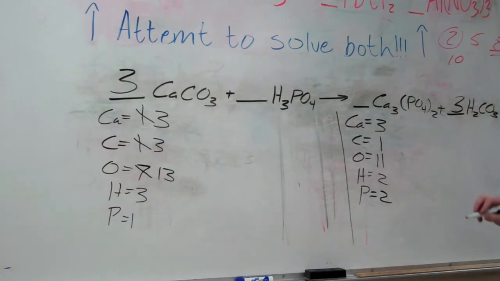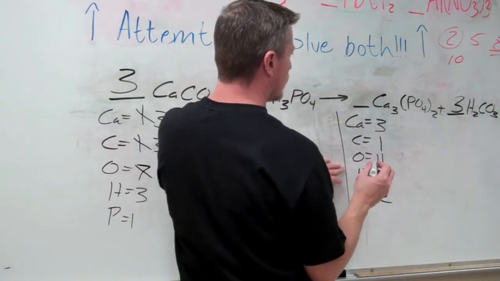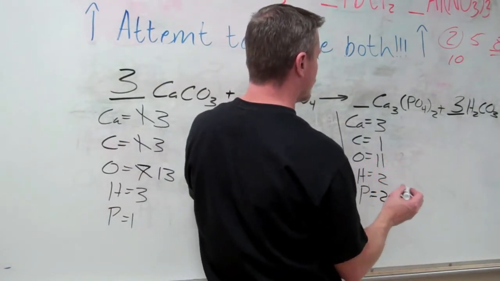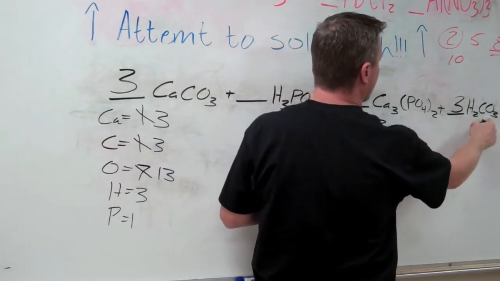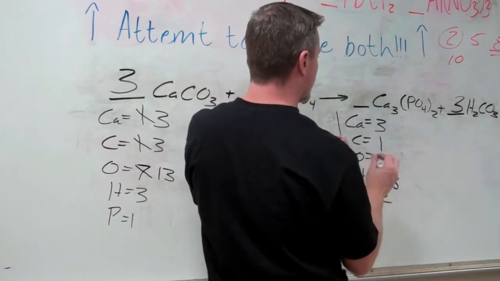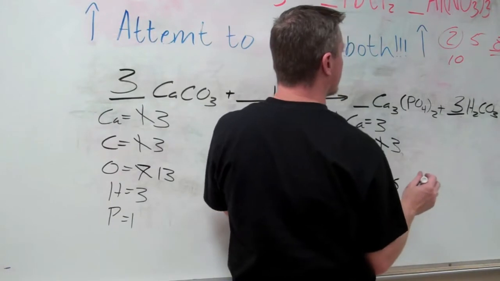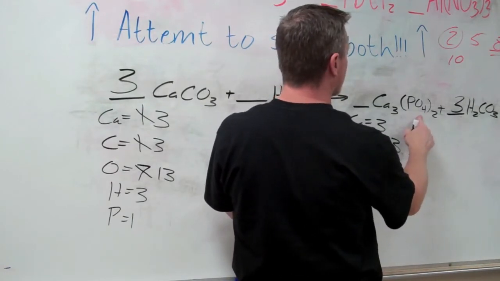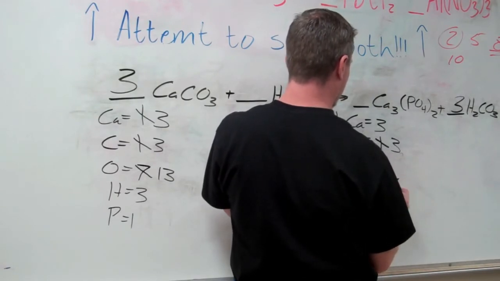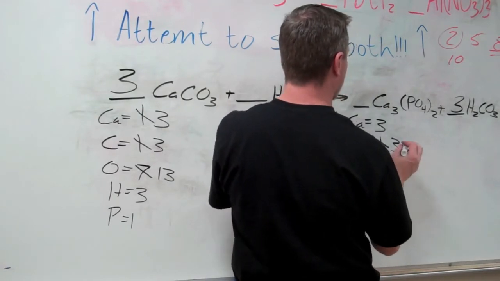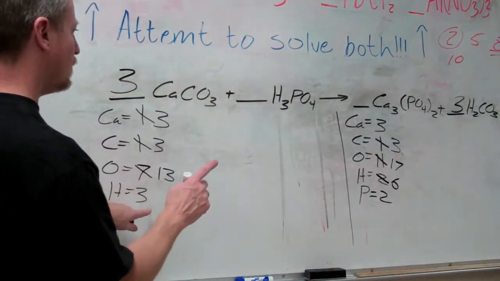So 3 here. 3 times H, 2: 3 times 2 is 6. 3 times that carbon there is 3. 3 times that O is 9, but also have this one here, 7, so that's O, 17. This one didn't change, that one didn't change. So look across: 3, 3, 13, 3.